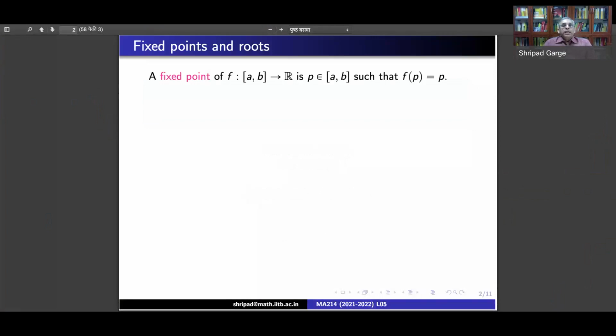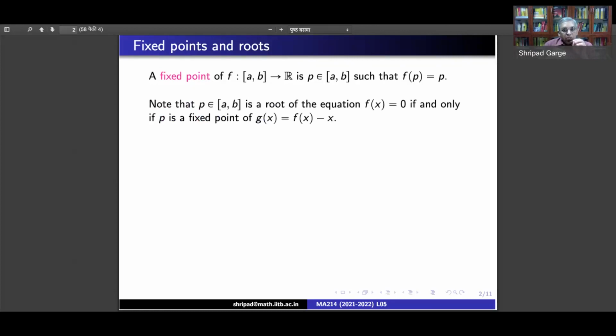So first of all, whenever you have a function which is defined on this closed and bounded interval [a, b], and it's taking values in the set of real numbers, then for a function like this, a fixed point is that point p with the property that f(p) = p. So this is what we would think about a fixed point, that the function does not change the point. The function fixes the point. So this is what a fixed point is.